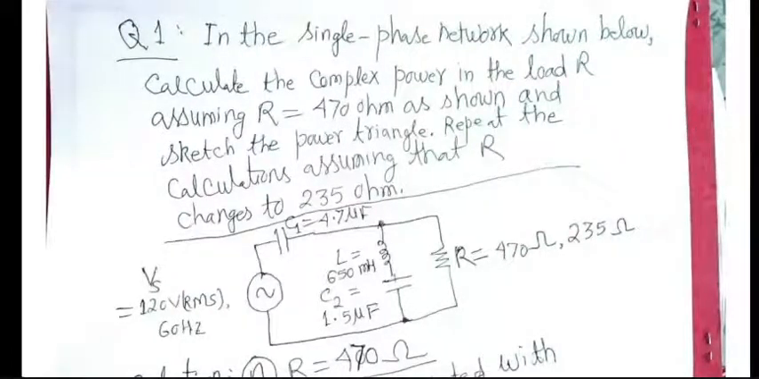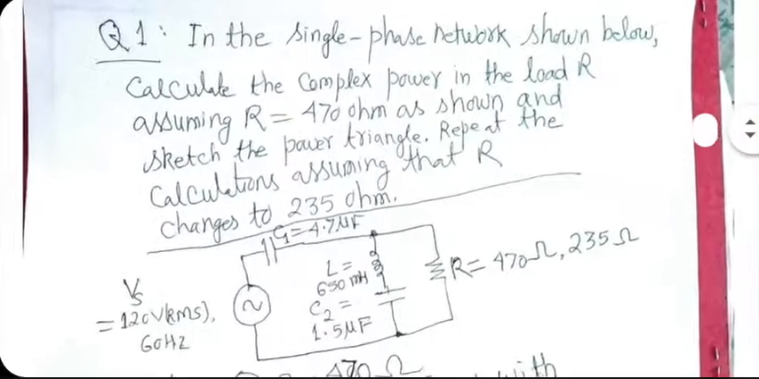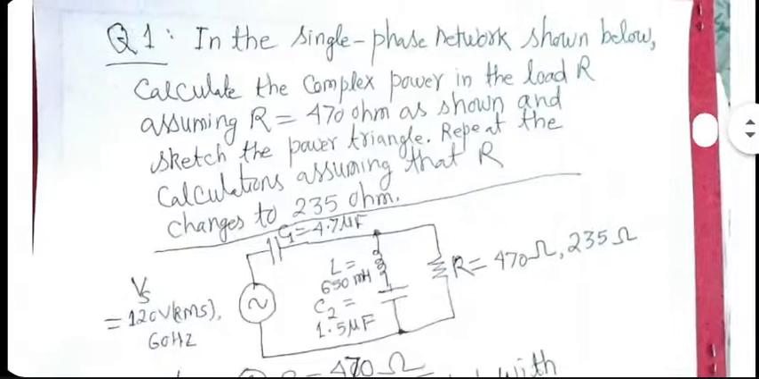We have a source of 120 volt RMS. Generally, we do not mention RMS. It is understood that values of voltage and current by default are RMS values. The frequency is 60 hertz, which is the value they use in the United States. In India, we use 50 hertz.